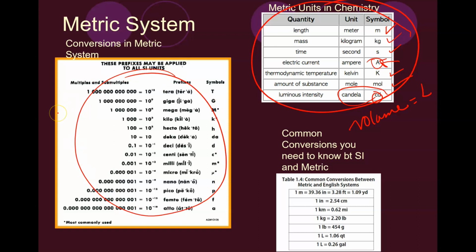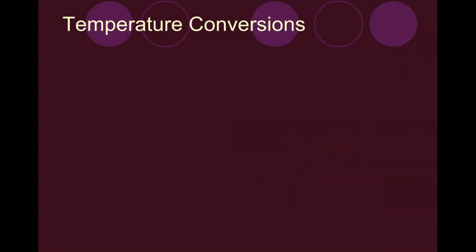Here are your prefixes. You don't have to know all of these prefixes, but I do expect you to know the conversions: 10 to the 3rd for kilo, centi, and milli. Those are the ones we'll use the most. Common standard to metric conversions: 1 inch is 2.54 centimeters. You need to know that. 1 kilogram is 2.20 pounds. Most of the rest you'll be given at some point, but it won't hurt you to know those.